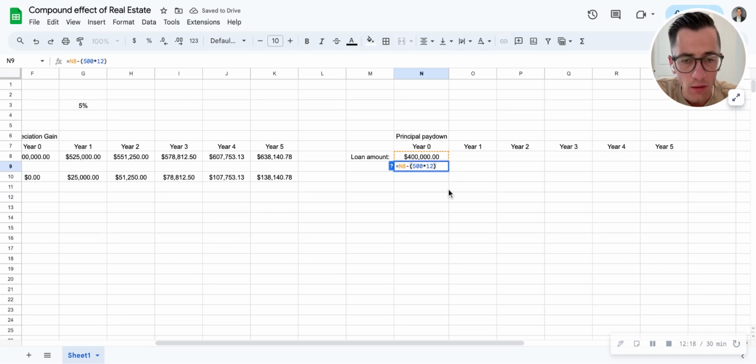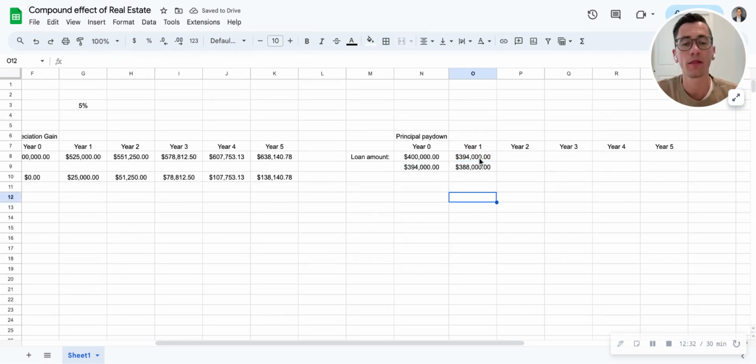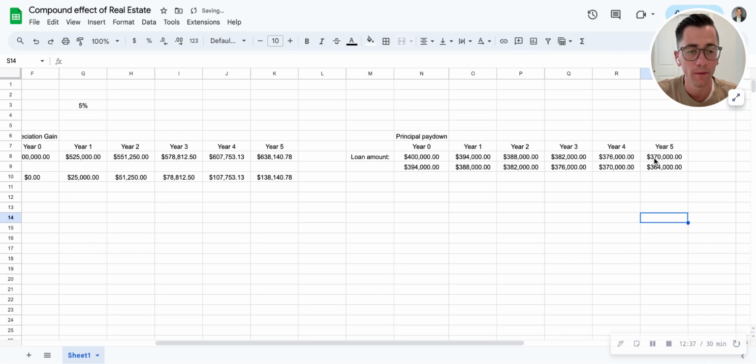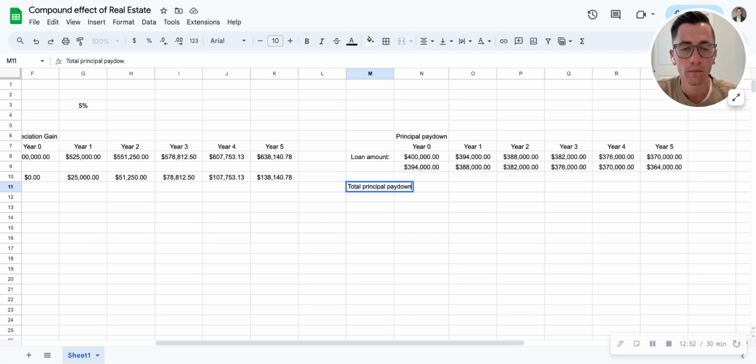So there's that, and then in the next year, you only owe this much. Same thing happens. You pay down another $500 each month, and that goes throughout the entire process. So now you've paid down, and I can show the amounts here, showing the total principal pay down.